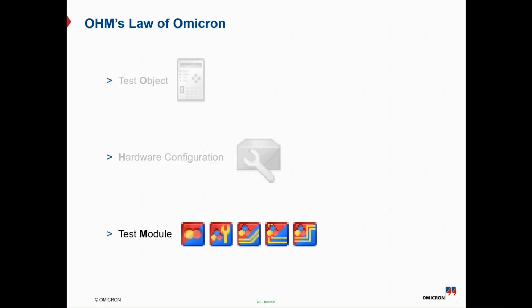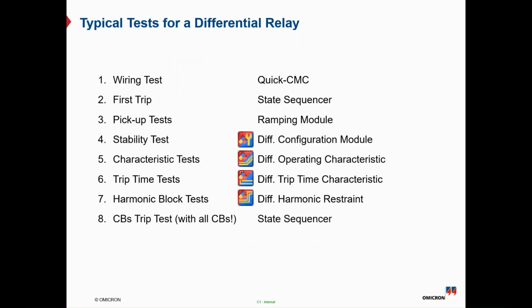So about the third part, which is the test modules, as you can see, we have different test modules to test the differential relay. The differential software modules is suitable for 4 test modules. These 4 test modules can be used for testing the differential protection relays. So we have specific test modules developed to test a specific feature of the differential relay.